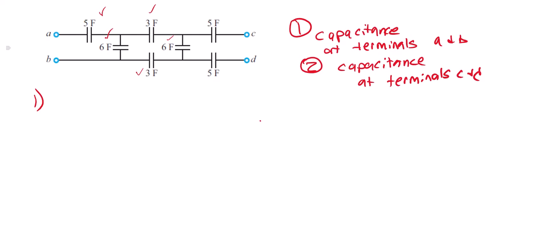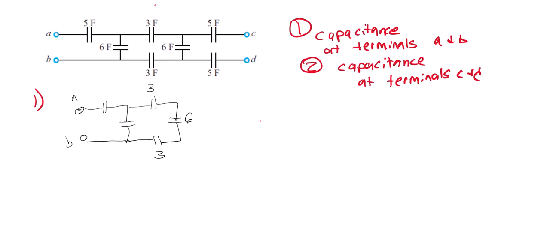And so when I'm finding the capacitance as seen by terminals A and B, the two 5-farad capacitors at the end over there don't do anything. So this is the same as this. So the first thing I do is I get rid of the ones that aren't relevant.